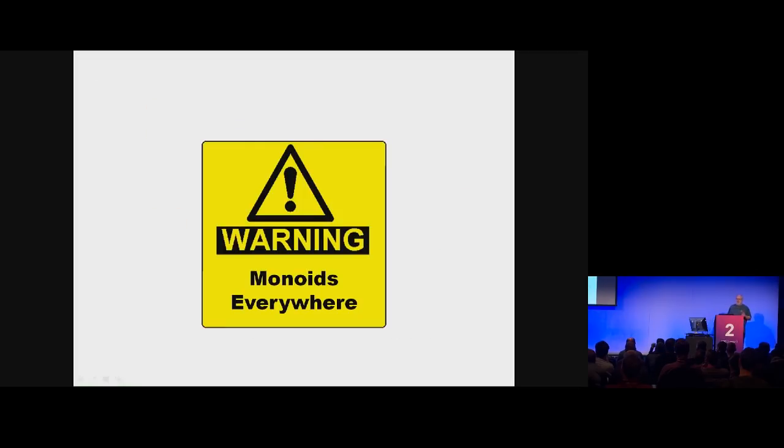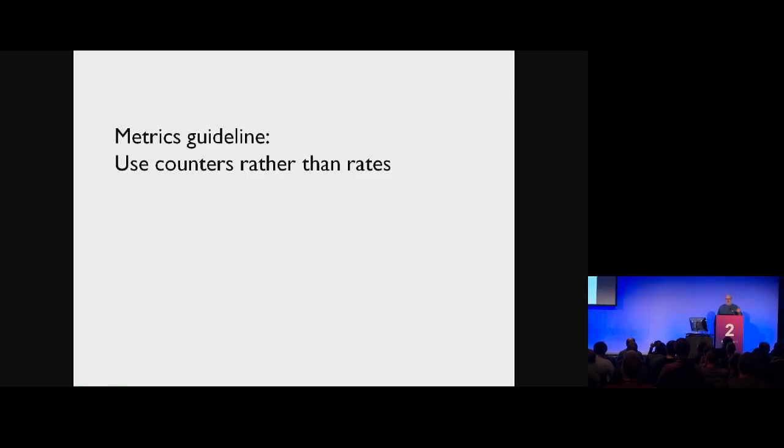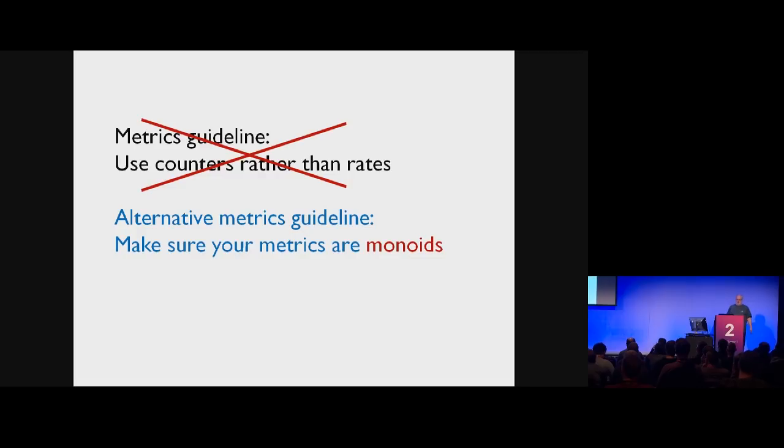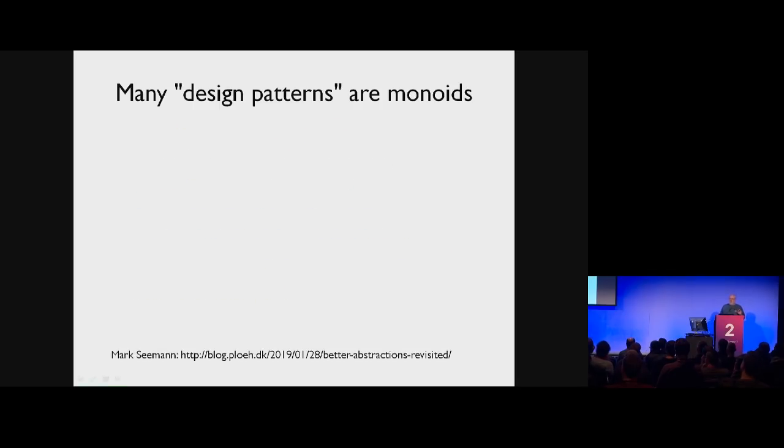Here's the problem with monoids: once you recognize this pattern, you start seeing it everywhere. For example, if you do DevOps and you need to keep track of metrics, there's a little rule saying use counters rather than rates. And if you're into monoids, you say, just make sure your metrics are monoids, because you can do incremental updates and you can handle missing data and so on and so forth. And in fact, many design patterns are actually monoids behind the scenes.